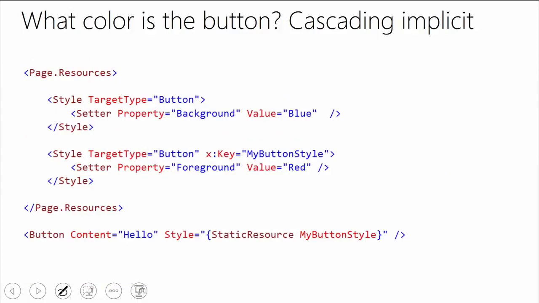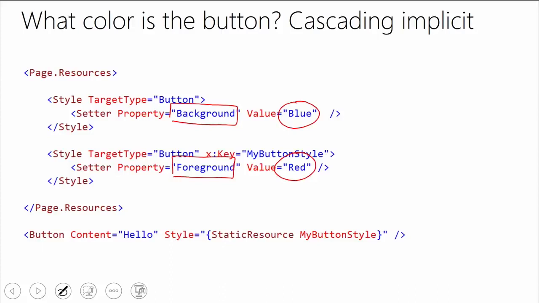All right, what color is the button with cascading implicit styles? Now, this is very exciting. You would think that these are all the same value, but they're not. Look, this is a background property. This is the foreground property. We've set the background to blue. We set the foreground to red. So now we're going to ask what color is the button, foreground and background.